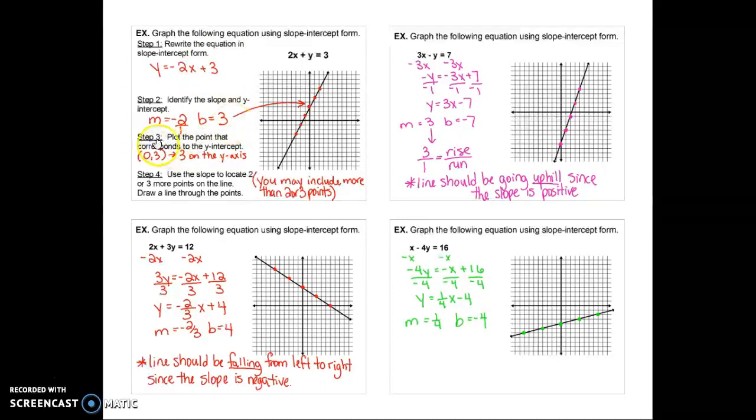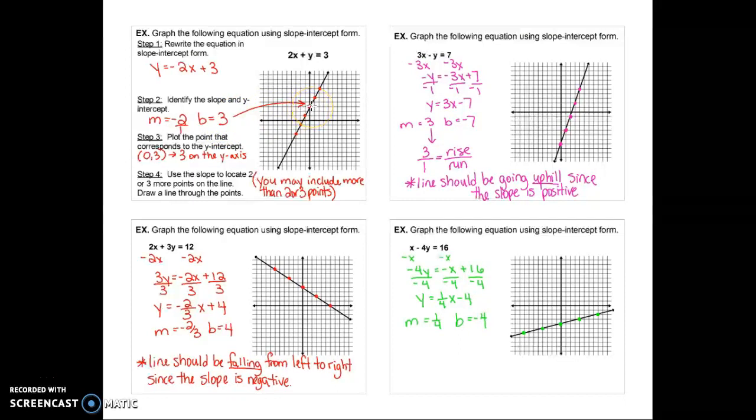Step 3, now I'm going to actually plot this. Plot the point that corresponds to the y-intercept. Now remember, the y-intercept is where your line crosses the y-axis. Remember, your y-axis is your vertical axis. So if it crosses my y-axis at 3, that's right here, so you can plot a point. That's step number 3, just plot that point.